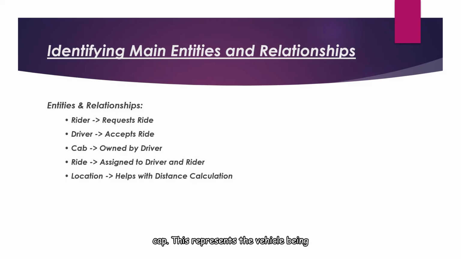Cab, this represents the vehicle being used by the driver. It has attributes like cab type and it is associated with the driver. Ride, the central entity that connects the rider with the driver. It contains the ride details such as start time, end time, and fare calculation. Location, this is a crucial component for calculating distances, matching riders to nearby drivers, and updating real-time positions. Understanding the relationships between these entities will help us design a system where interactions are smooth and efficient.